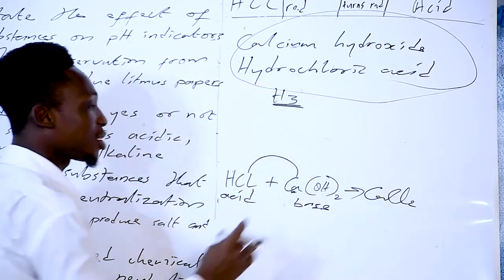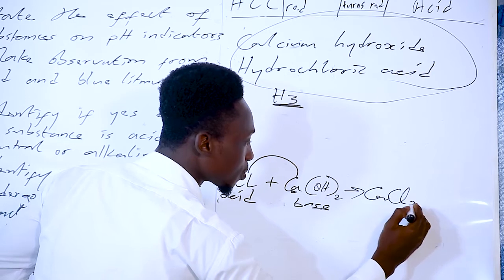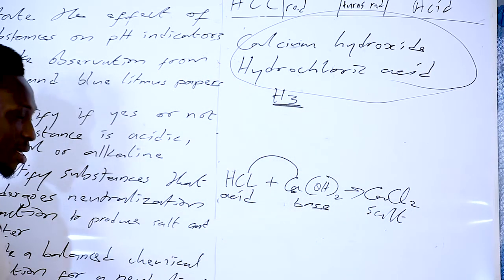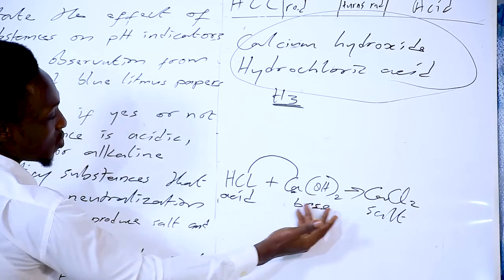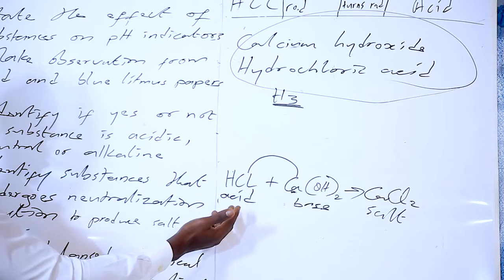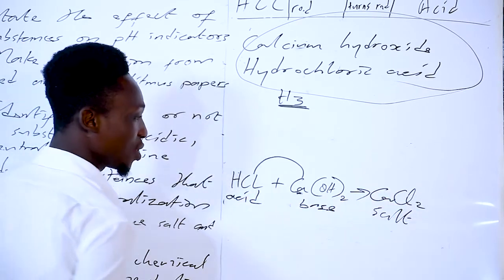So we have calcium chloride as our what? Salt. So calcium chloride as salt, all right? The metal in the base, which is calcium, chemically combined with the chloride in the acid, which is chlorine or chloride, okay? So calcium chloride as our salt.